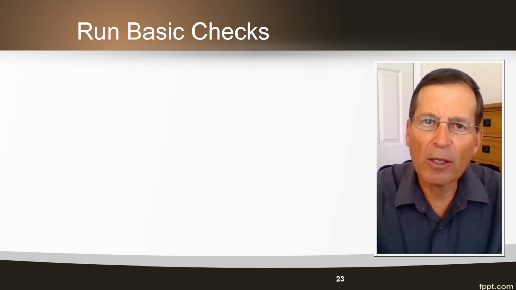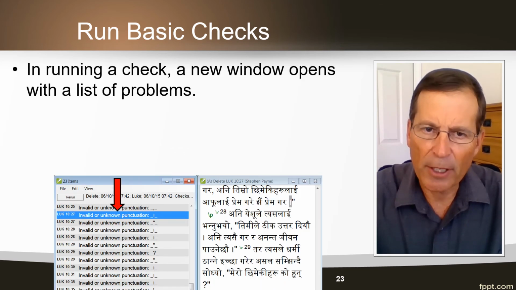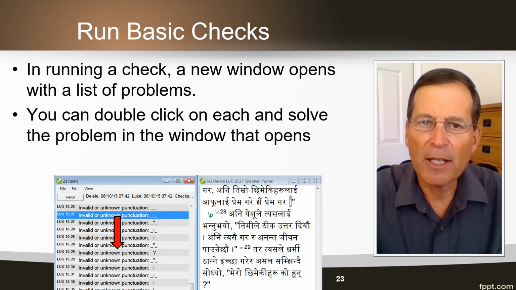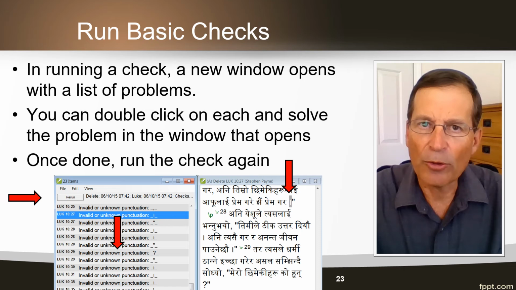When you click on one of the categories to run a check, a new window opens with a list of problems, like the window below at left. You can then double-click on each problem and solve it in the window that opens at the right. Once you're all done, you can rerun the check and there should be no problems left.